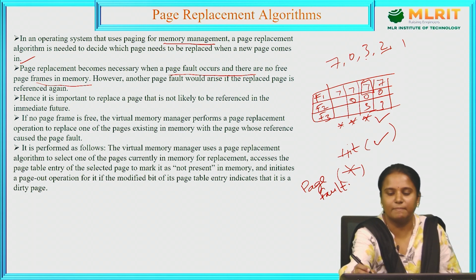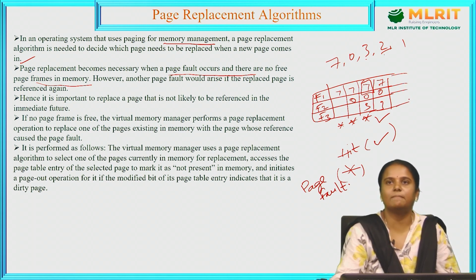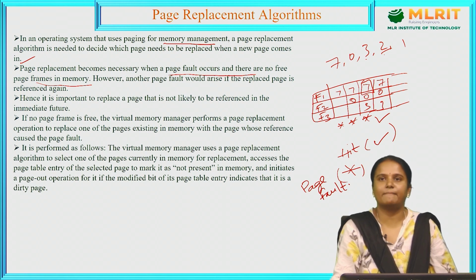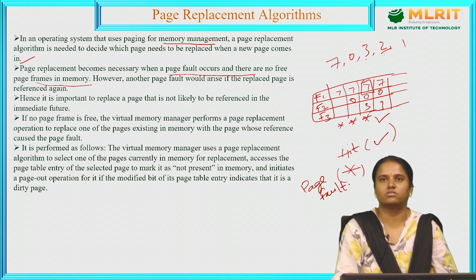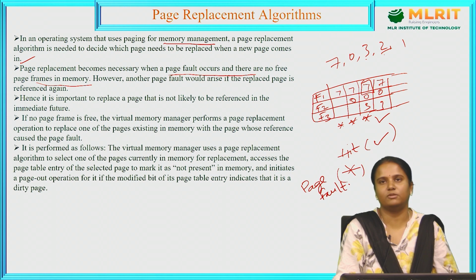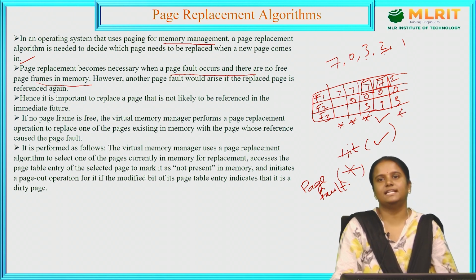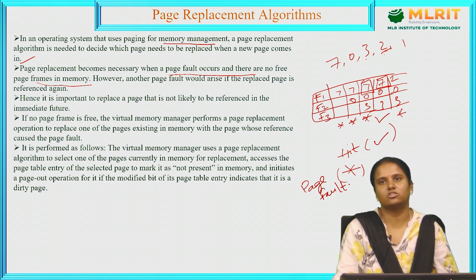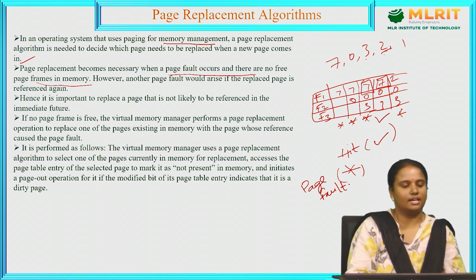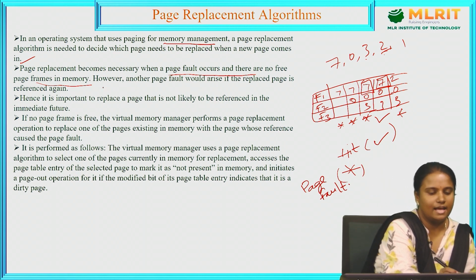The next number is 2. With 7, 0, 2, which page do I have to replace now? I am applying first in, first out, that is, the FIFO algorithm. So I am replacing 7 with 2, giving 2, 0, 3. This is also a page fault. A page that is present is a page hit and a page that is not present is a page fault. That is what this algorithm does.